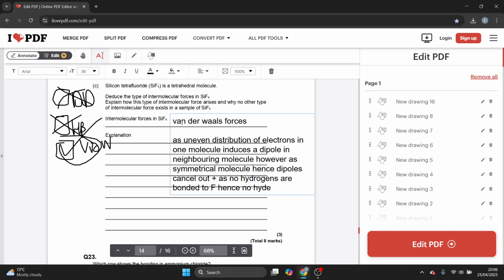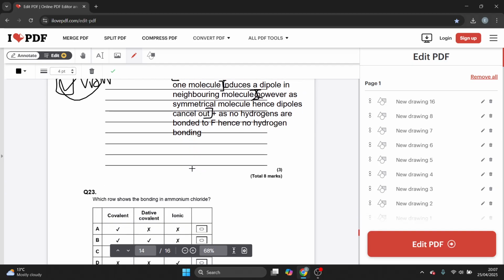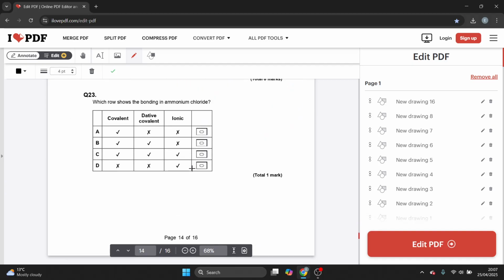That's really getting into the question. But yeah, all you need is Van der Waals forces as uneven distribution. Copy and paste this: uneven distribution of electrons in one molecule induces a dipole in a neighbor molecule. However, as it is a symmetrical molecule, hence dipoles cancel out. Which row shows the bonding in ammonium chloride?